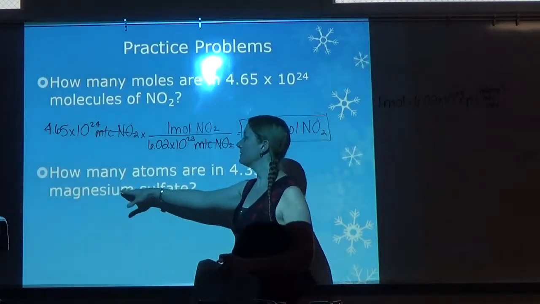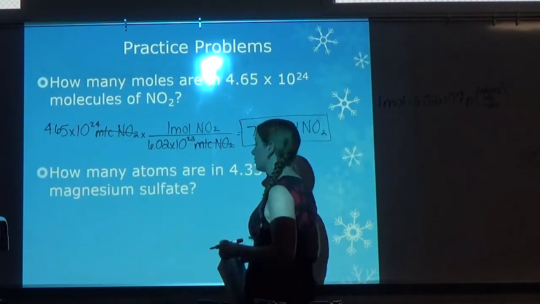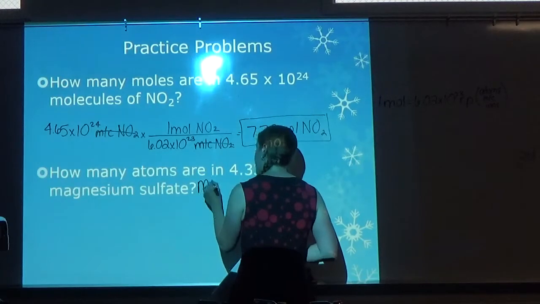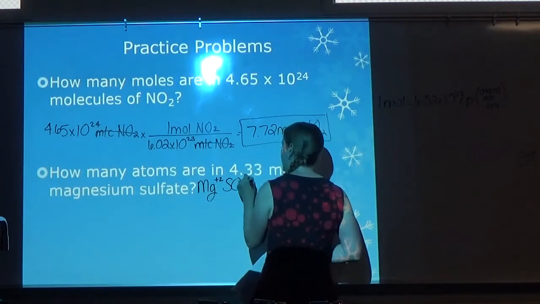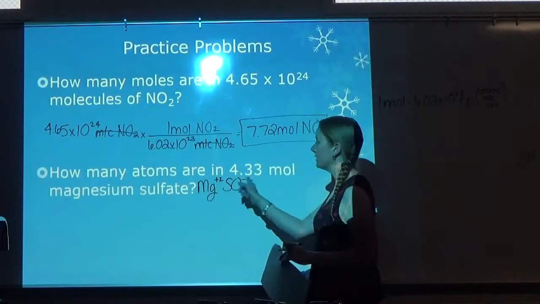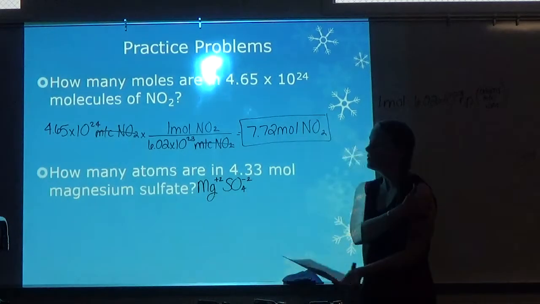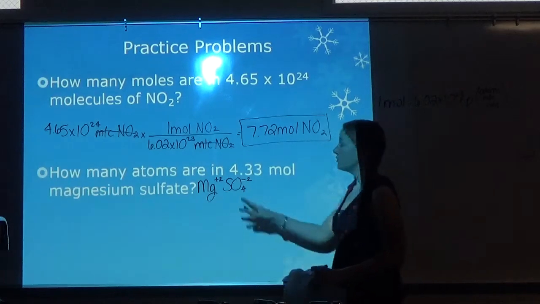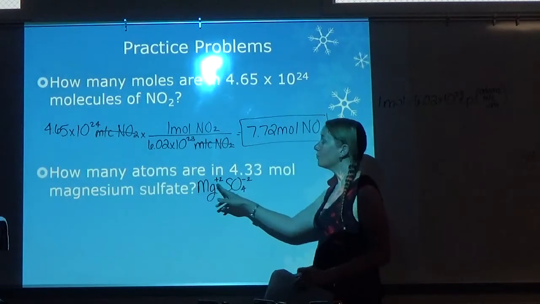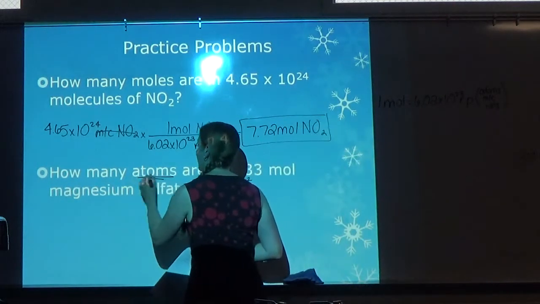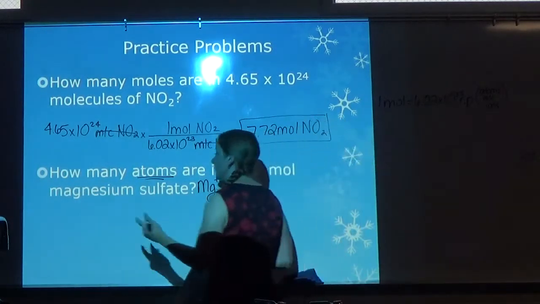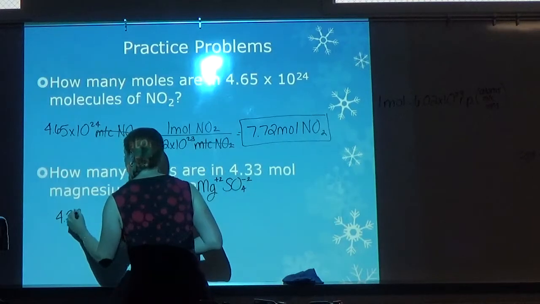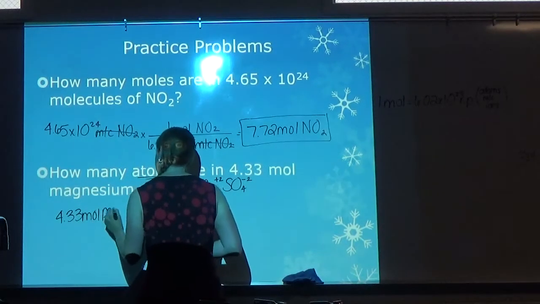Well, the first thing I need to do is figure out, well, what is the formula for magnesium sulfate? So magnesium is Mg. It has a positive 2 charge. Sulfate is SO4. It has a negative 2 charge, so I don't need to cross charges or anything. So the formula is MgSO4. So see, I can clearly see this is more than 1 atom, and since it asked me about atoms, that's how I know I need to do that extra step. All right, so I start with what I know, which is 4.33 moles of magnesium sulfate.